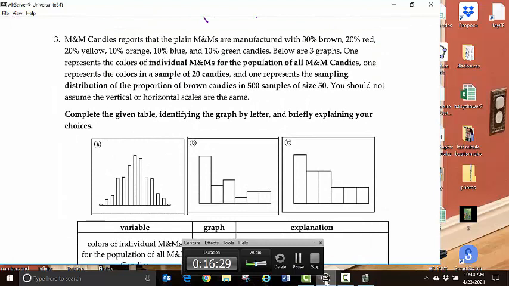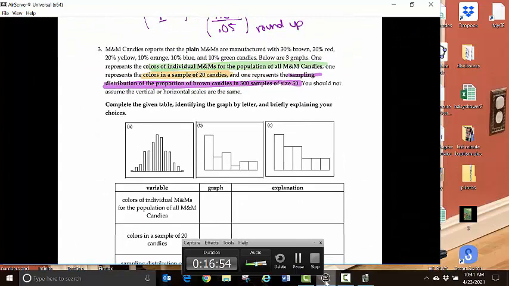So again, colors of individual M&Ms for the population of M&Ms versus colors in a sample of size 20, versus the sampling distribution of the proportion of brown in a sample of size 50. All right, which graph is which? A is what? Green, orange, or purple? So we're matching green, orange, or purple with A, B, and C.